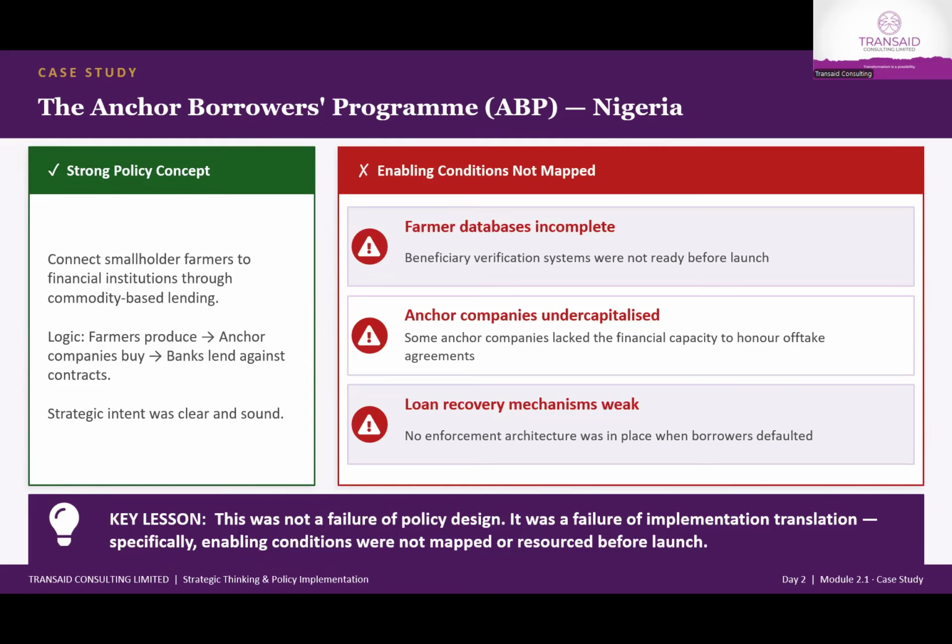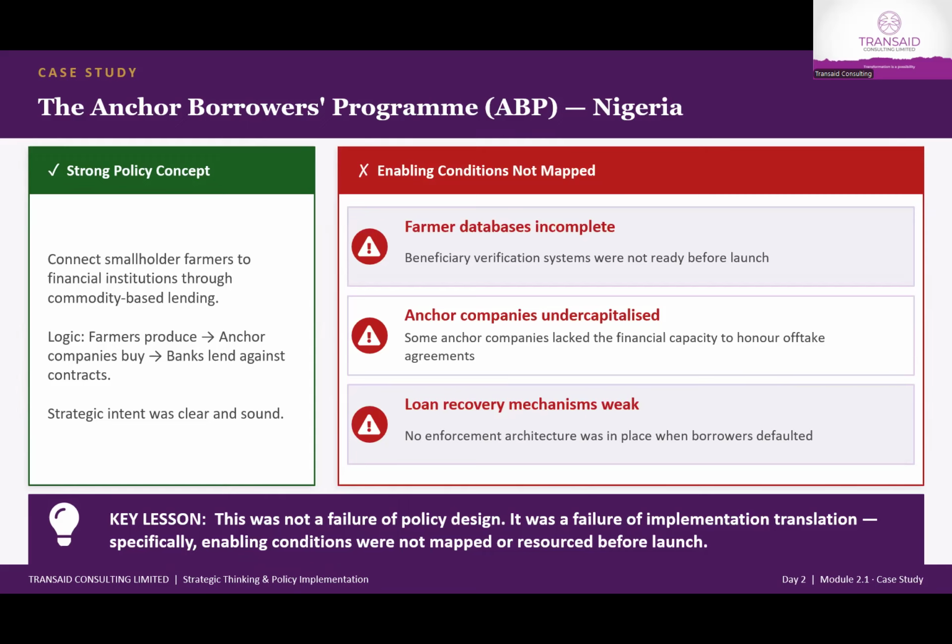But enabling conditions were not mapped. The farmer databases were incomplete. Beneficiary verification was not ready before the launch. This is what they should have mapped out. Some of these farmers don't even have phones. So where do we go? We need to go to the villages and get all the farmers that will be on this program. We have their databases.